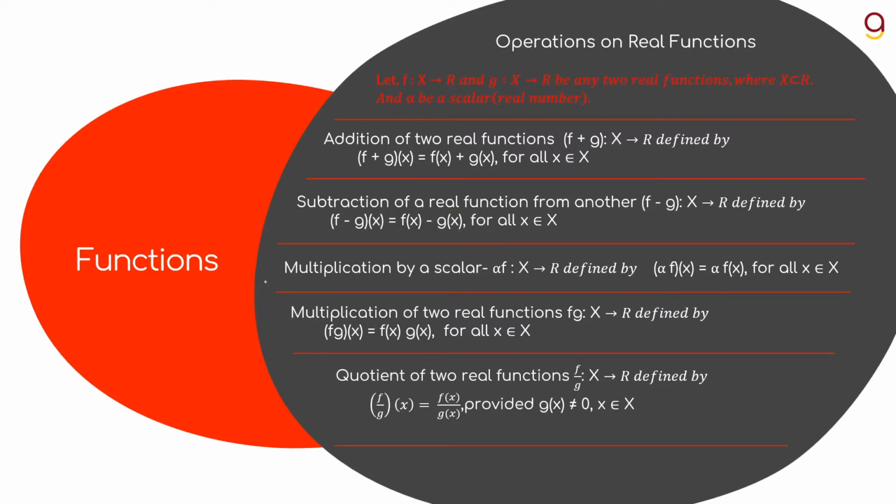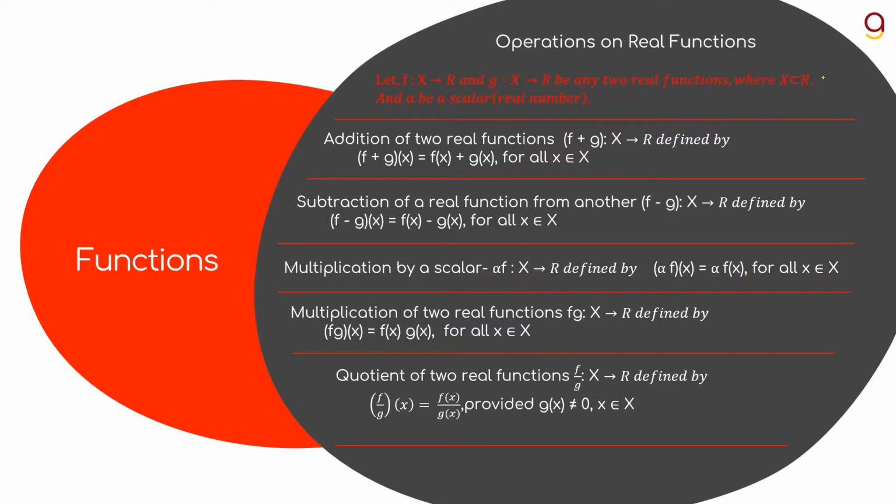Now next, multiplication by a scalar. When we multiply a function by a scalar, we get a new function alpha f defined from X to R, defined by (alpha f)(x) equals alpha times f(x), for all x belongs to X. Here again this capital X is the subset of the real numbers.